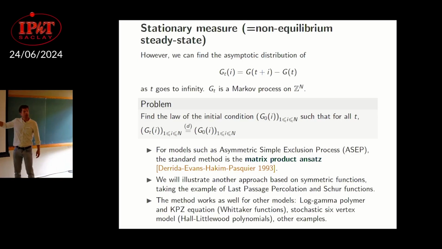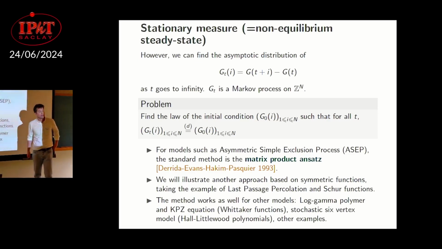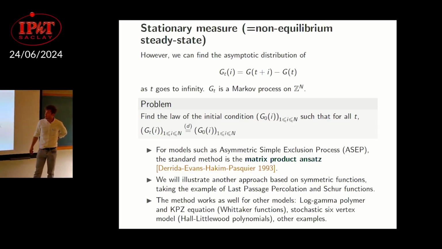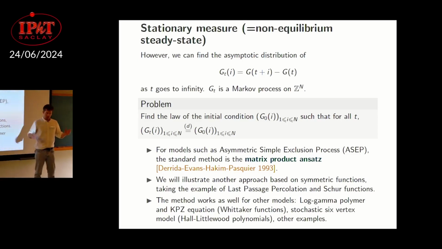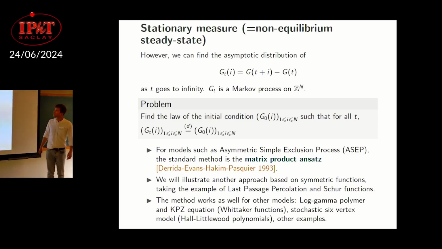So in principle, this kind of question is answered by a now very well-known method called the matrix product ansatz. That was introduced in the context of interacting particle systems, in particular for the asymmetric simple exclusion process, already in the 90s. It works very well for particle systems and for variants in many cases.